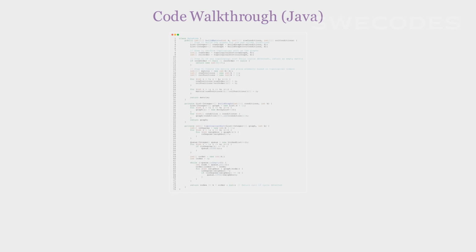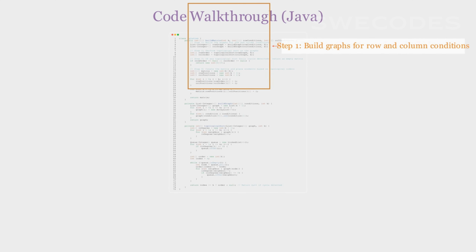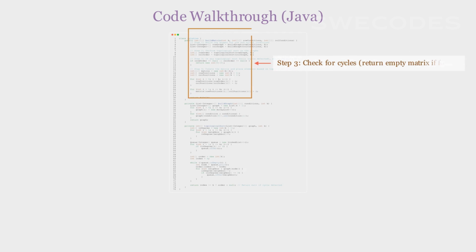Now, let's walk through the Java implementation. We start by building graphs for row and column conditions. Then, we perform topological sort on both graphs. If either sort fails due to a cycle, we return an empty matrix. Otherwise, we create our k by k matrix and fill it based on the topological orders.